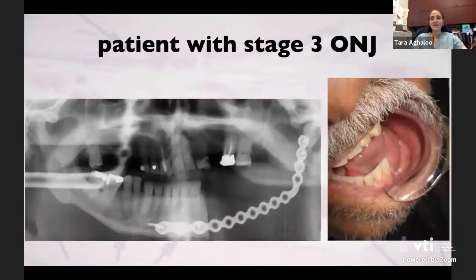And so in this patient, he went on to heal and do very well. He has no exposed bone here anymore. Everything's healed. The plate is in place. But again, without having a bone graft here, how long is that plate going to hold up?